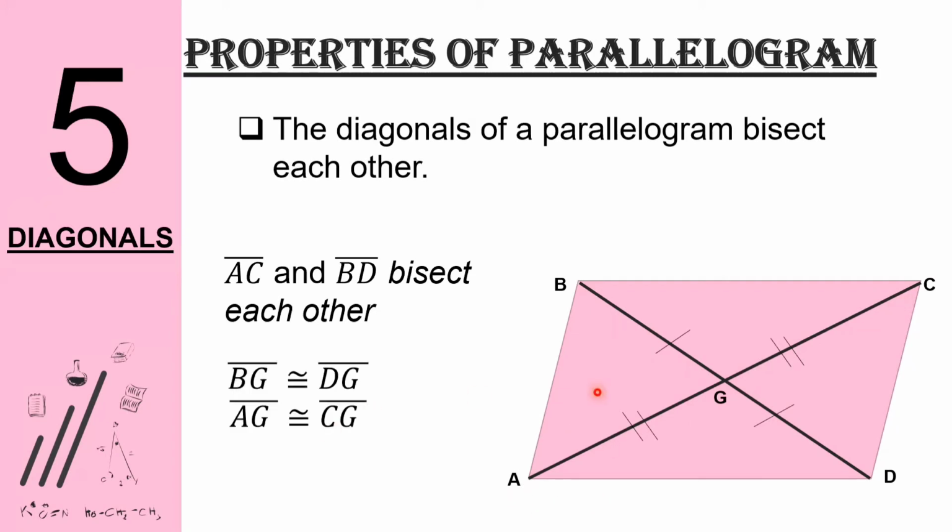Kaya, when diagonal AC bisects diagonal BD, BG is congruent to DG or pareho ng measurement ang BG and GD. Also, if diagonal BD bisects diagonal AC, AG is congruent to CG or GC.